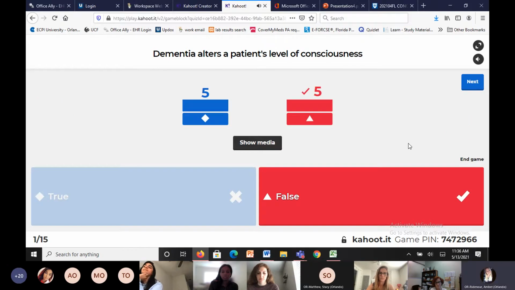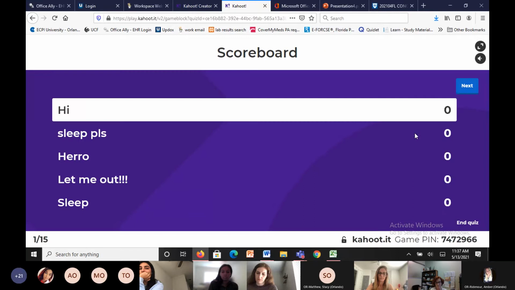Okay, so this one, dementia alters a patient's level of consciousness, is false. It's delirium that alters the level of consciousness. So dementia does not. All right, good job.